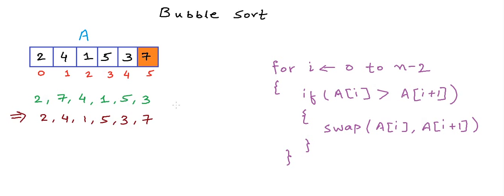Okay, so this is the state of the array after one pass. What if we perform another pass and once again keep comparing the adjacent elements and performing swaps? If we do so, now the second largest element in this example will end up at index 4. The second largest in the array is number 5. So after the second pass, our array will be in a state like this.